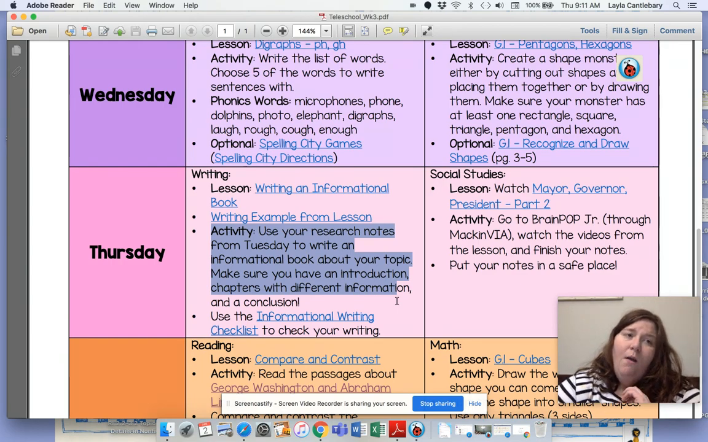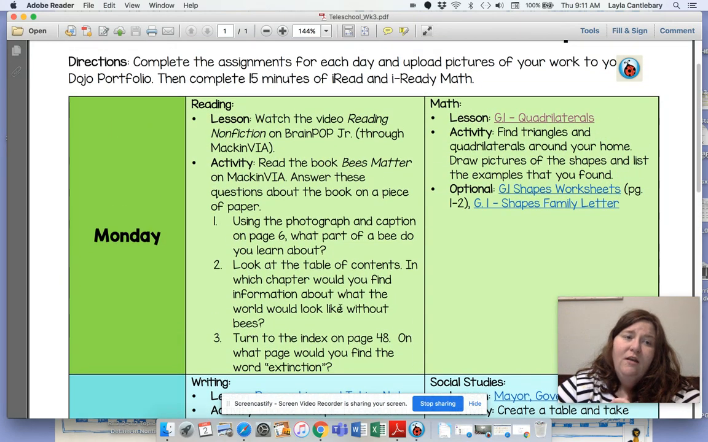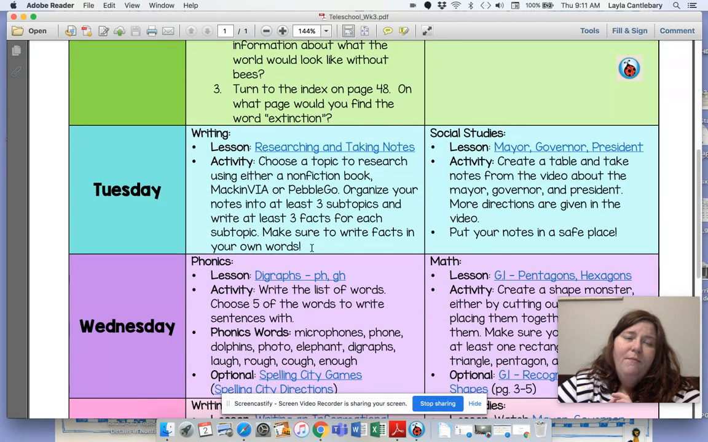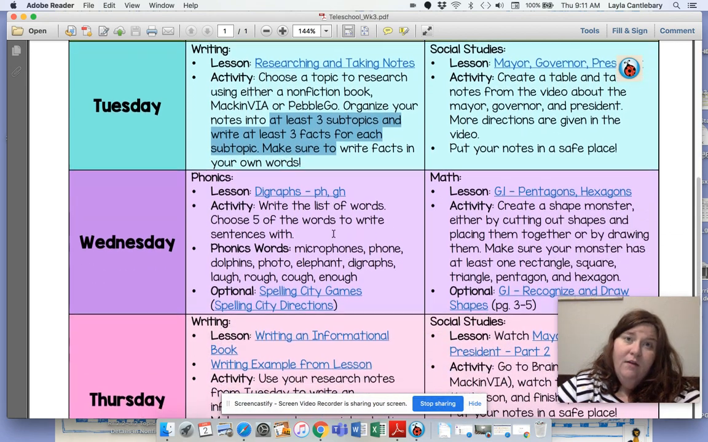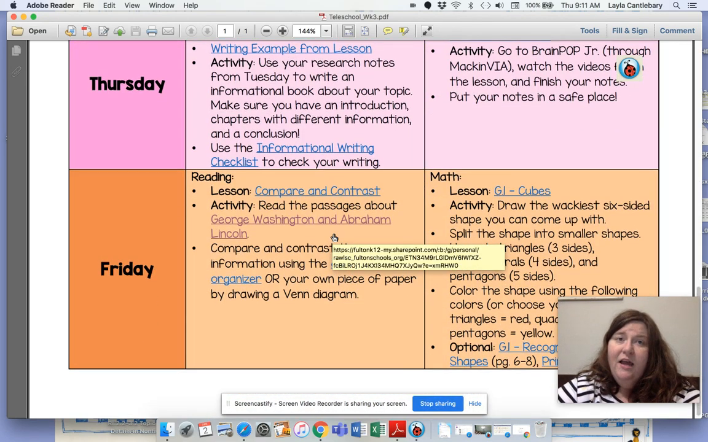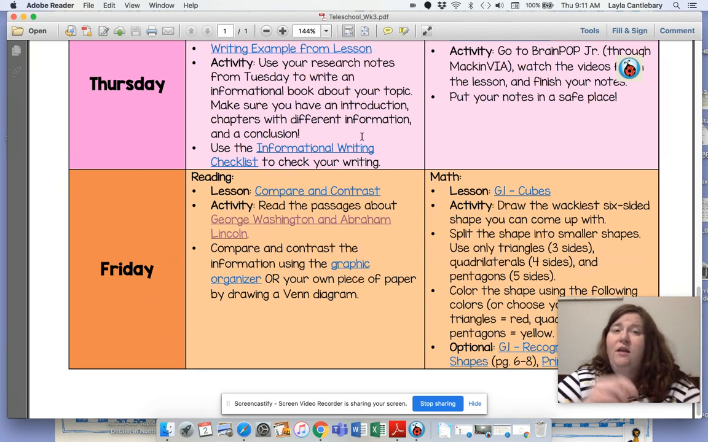And remember, Miss Bahar said on Tuesday, excuse me, that you should have at least 3 subtopics and at least 3 facts about each subtopic. So their diet, their habitat, their life cycle. Those are 3 different subtopics, and then you have 3 facts under each one. So you want to make sure that that's how your writing is organized. You can have more sections than that, but you should have at least 3 with at least 3 facts in each, okay? And you should also have your introduction and your conclusion.